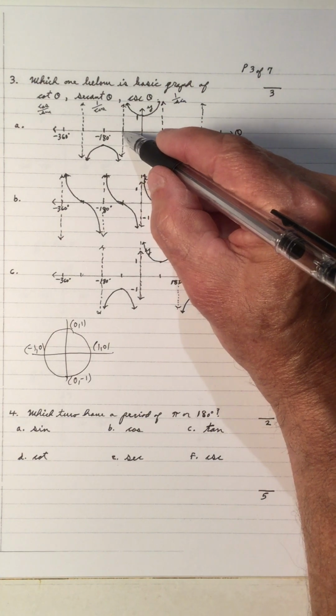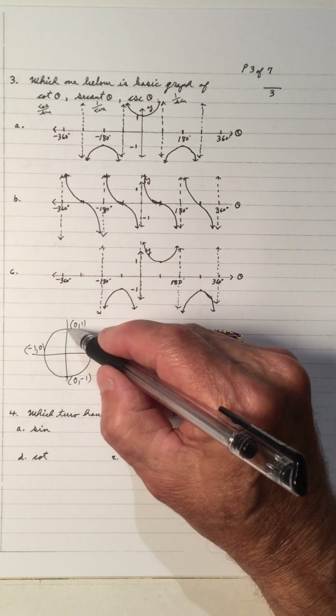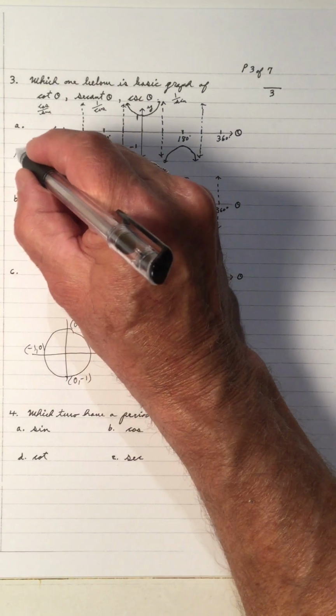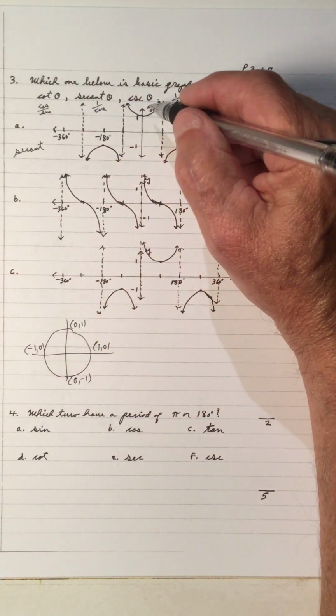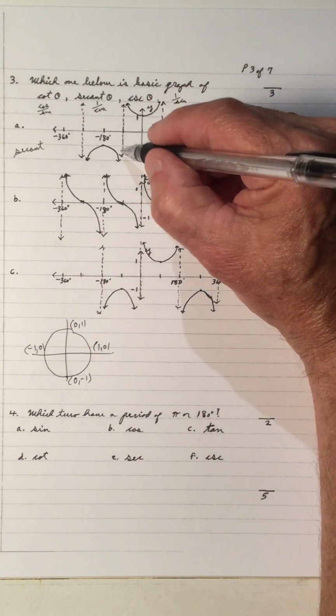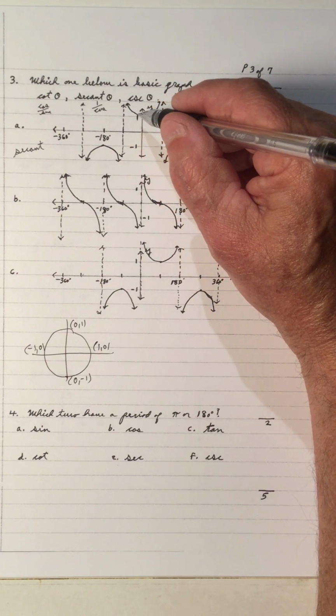So this one is undefined at 90, which is cos. Cos is 0 at 90 and negative 90, so this must be the secant graph. It's undefined at, as you can see, 90, negative 90, 270. And notice the secant graph is a reciprocal of cos.